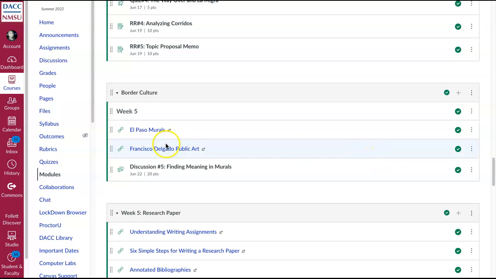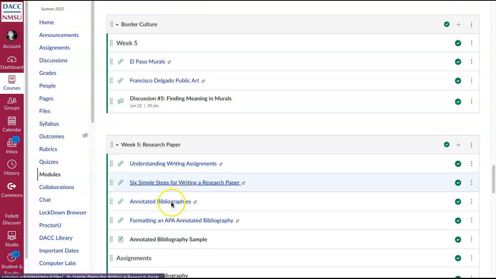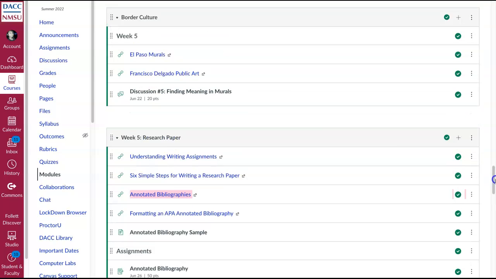So, for example, here are the readings and the assignment, but we're also going to get started on the research paper. Now, because the research paper is our final project and we don't have a final exam in this class, the research paper is our final assignment. It requires its own module. So that's why it's separate from the other week 5. So just keep that in mind that there are 2 modules for week 5.